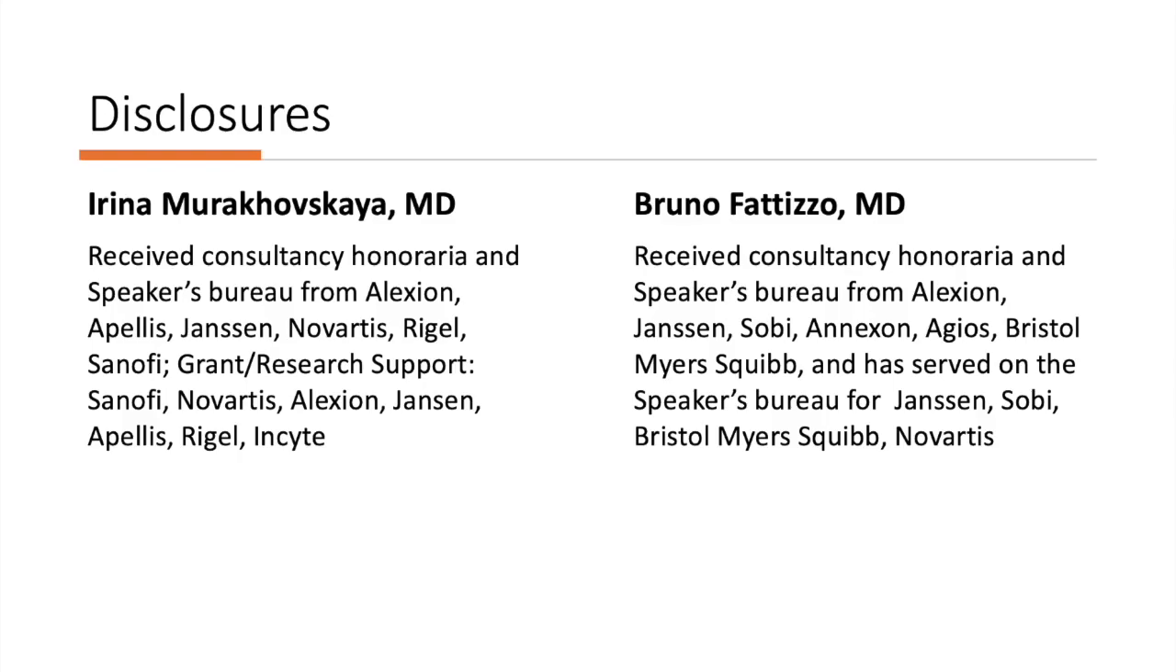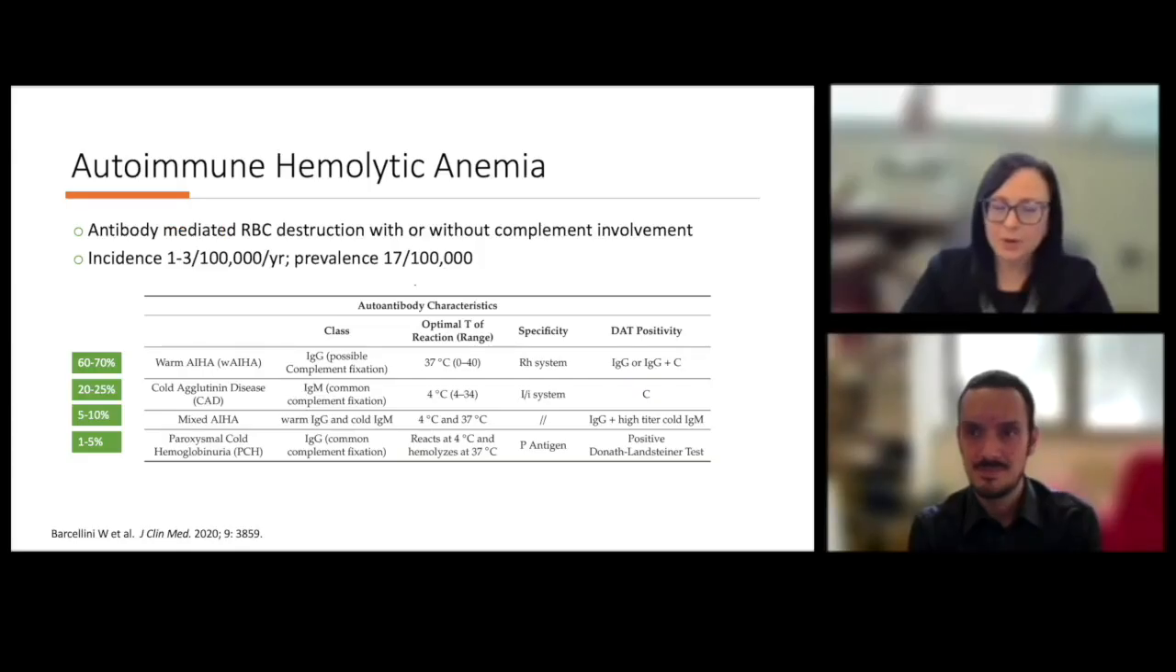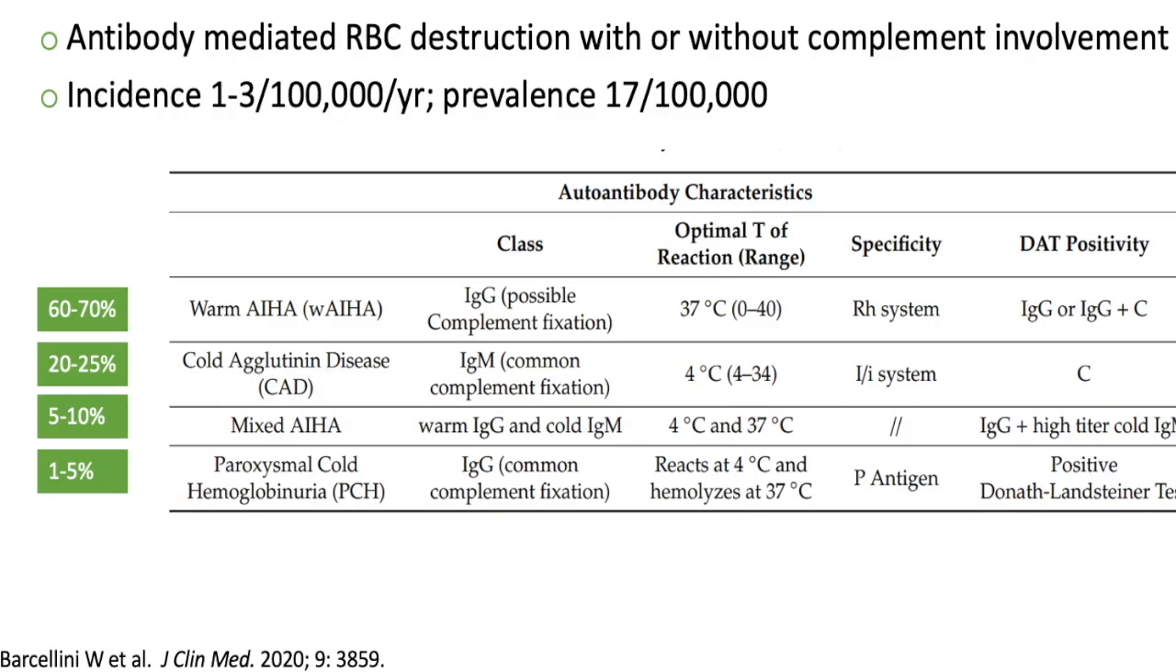Here are our disclosures. Autoimmune hemolytic anemia refers to antibody-mediated red cell destruction with or without complement involvement. It has an incidence of 1 to 3 per 100,000 per year and a prevalence of 17 per 100,000 people. Autoimmune hemolytic anemia can be classified by antibody characteristics.